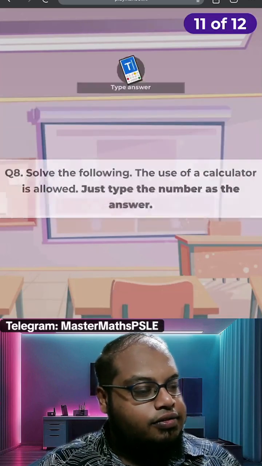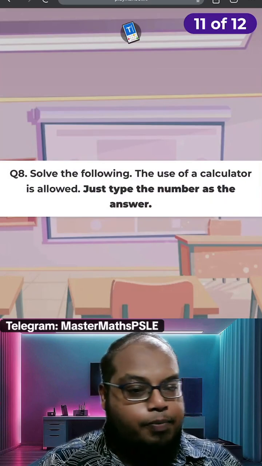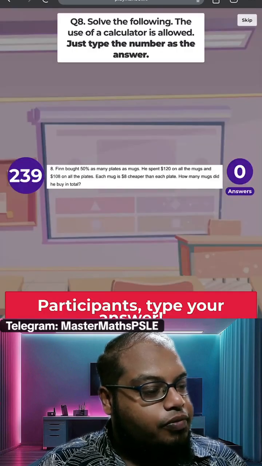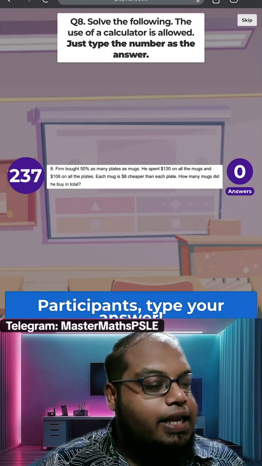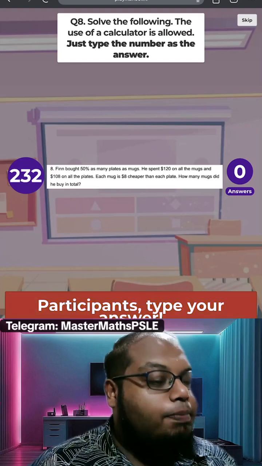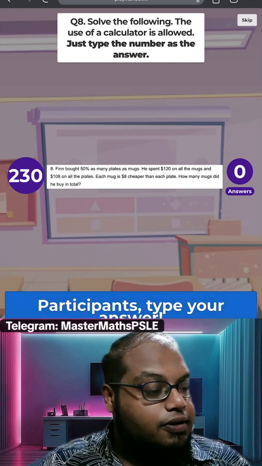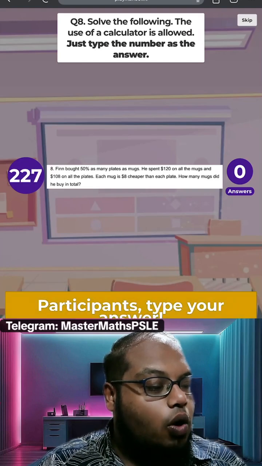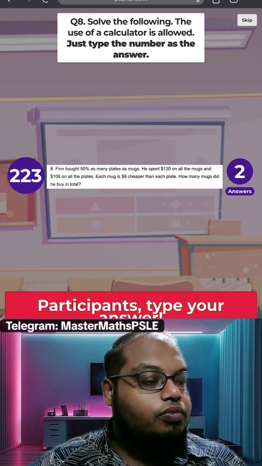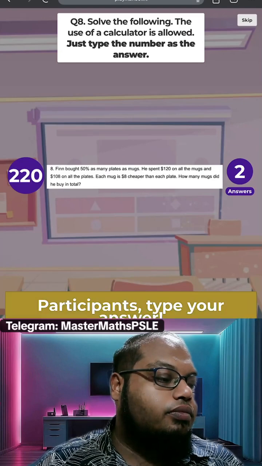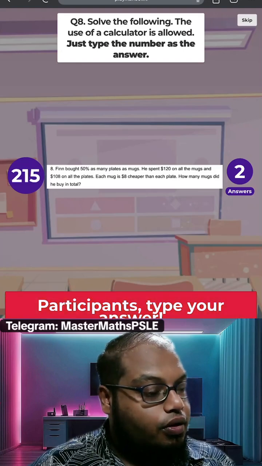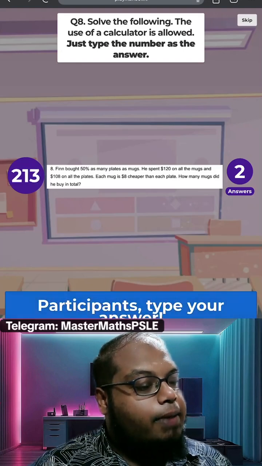Okay, last question for today. Okay, Finn bought 50% as many plates as marks. So what does that mean when it's 50% as many plates as marks? He spent $120 on all the marks and $108 on all the plates. Each mark is $8 cheaper than each plate. How many marks did he buy in total?